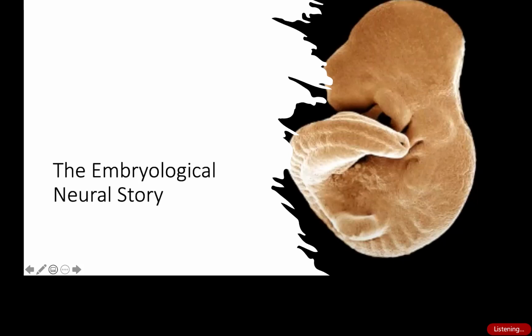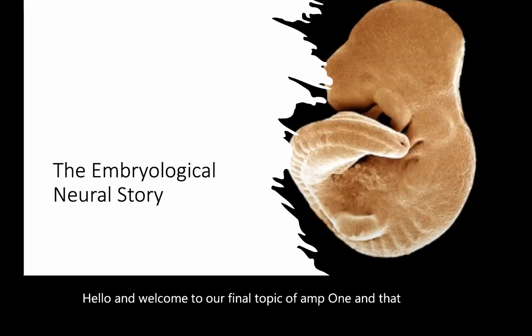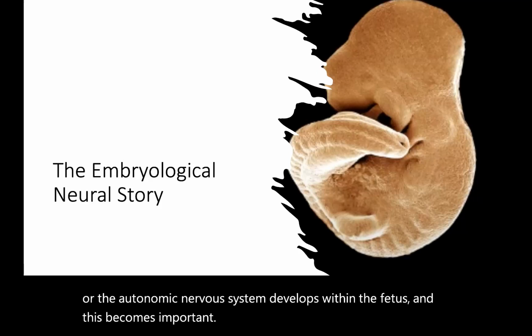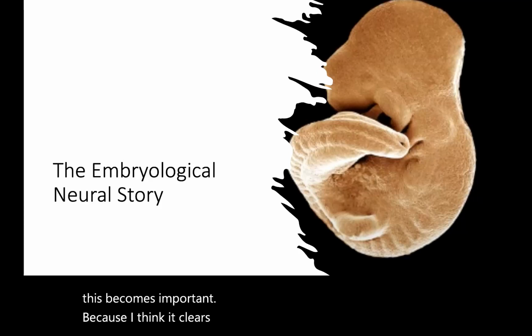Hello and welcome to our final topic of AMP1, and that is the embryological story of how the parasympathetic and sympathetic, or the autonomic nervous system, develops within the fetus. And this becomes important because I think it clears up a lot of what we just got done looking at within the autonomic nervous system.